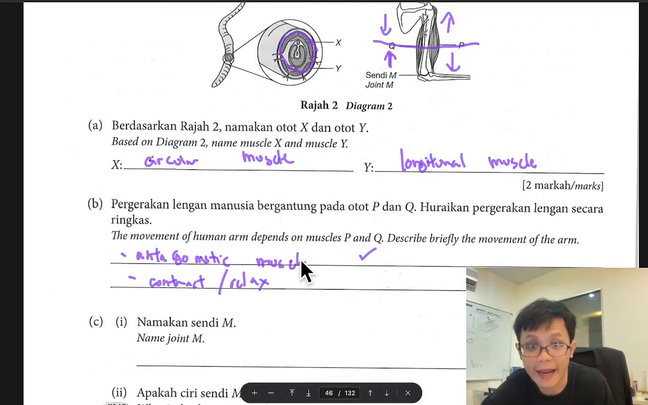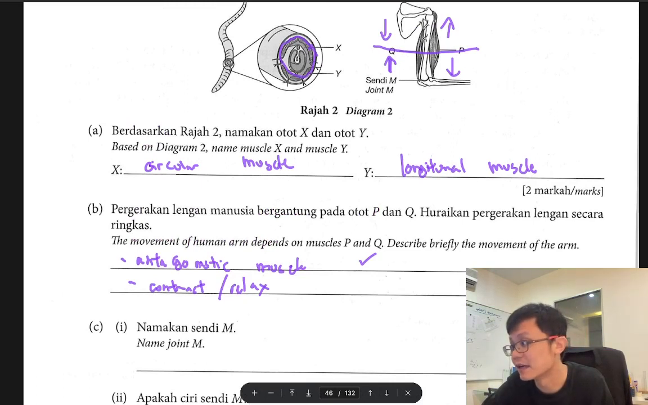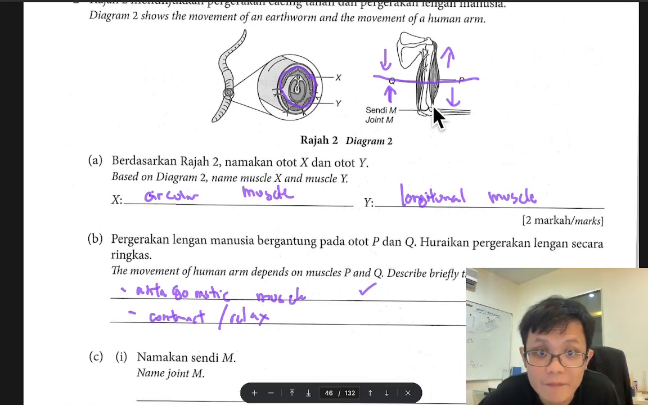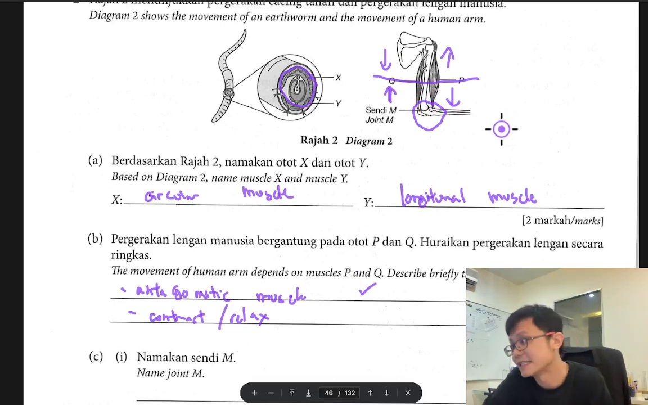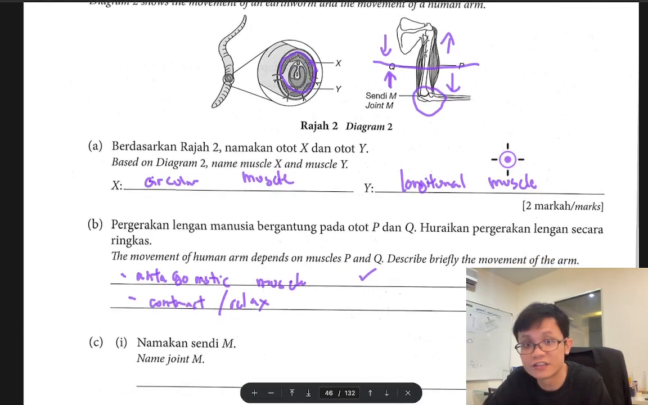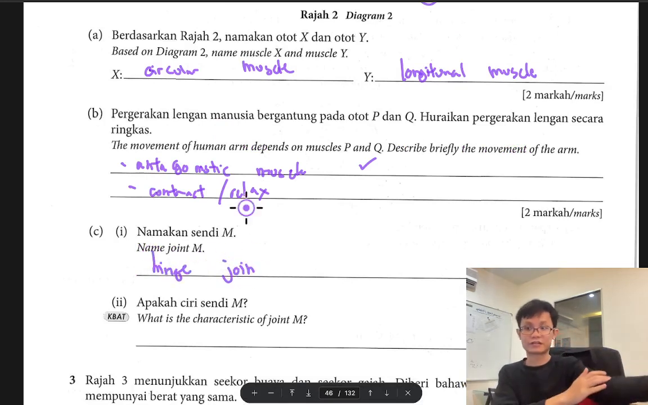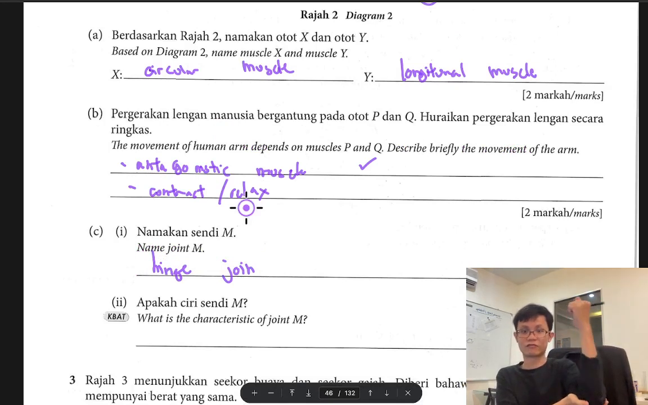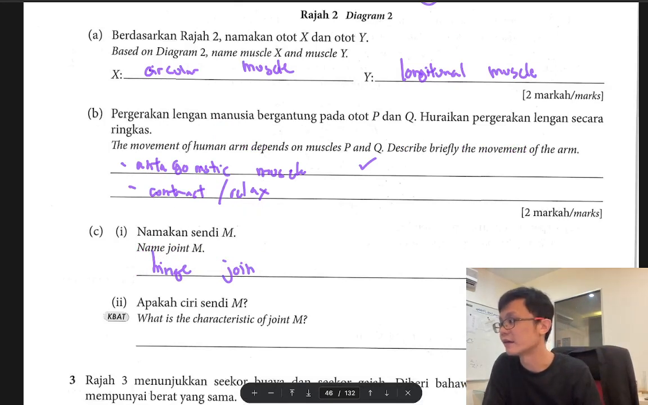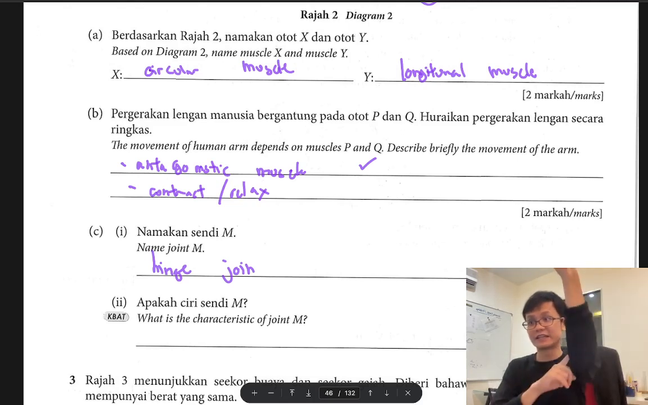Name the joint M. So what is the joint M? Where is my M? Oh, M is here. So this is called the hinge joint. Hinge joint, correct or not? Hinge joint, because hinge means it moves in just one direction. So of course this is called the hinge joint.